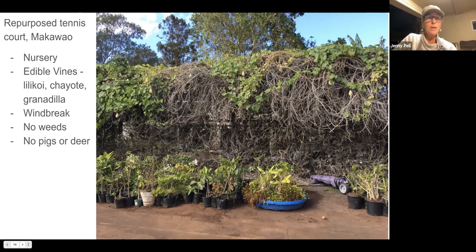So there's chayote and lilikoi, and grenadilla is just another kind of passion fruit that's mostly from Central America, but he's got all these varieties growing all over. But look, it's also a windbreak. So inside of that planted fence, he has his nursery stock, and the deer can't get in and the pigs can't get in. So if you have a rich client, or if you have an old tennis court that you're wondering, what am I going to do with this place? Here's an idea.